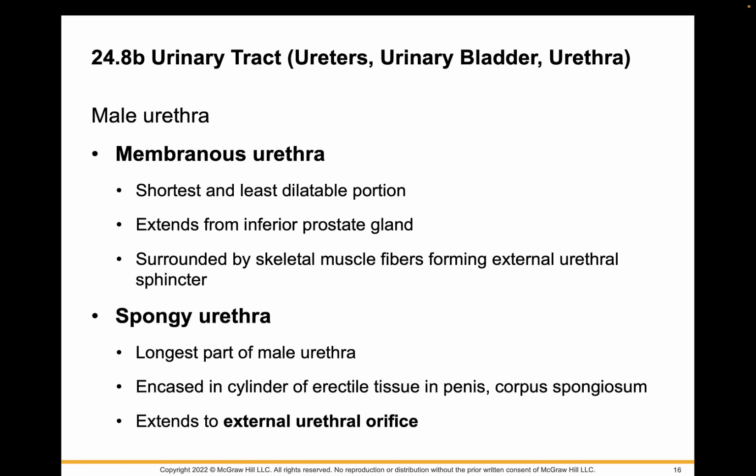Then we actually have the spongy urethra. It's also known as the penile urethra. This is the longest part of the male urethra. It's encased by a cylinder of erectile tissue within the penis known as the corpus spongiosum. We'll come back to this when we do the reproductive system. And so the spongy urethra extends to the external urethral orifice.